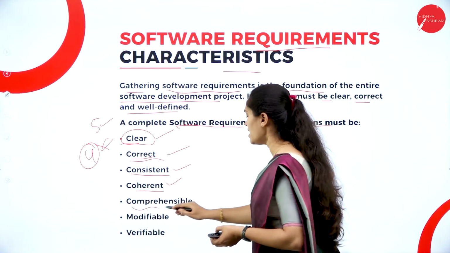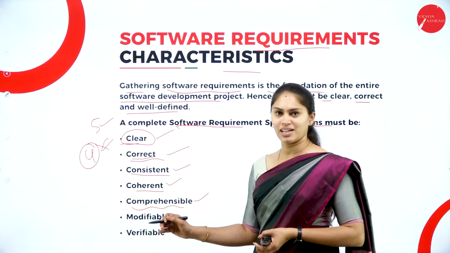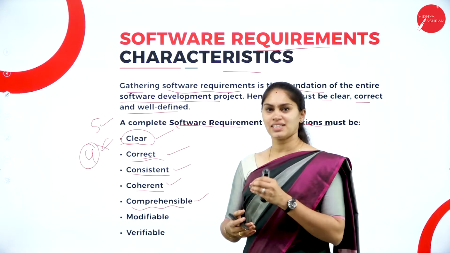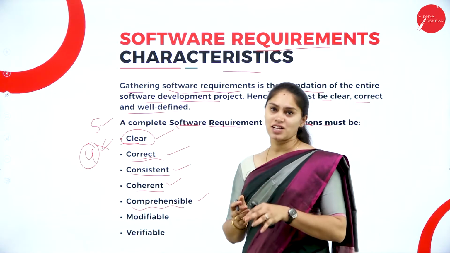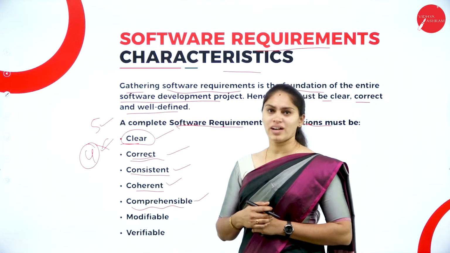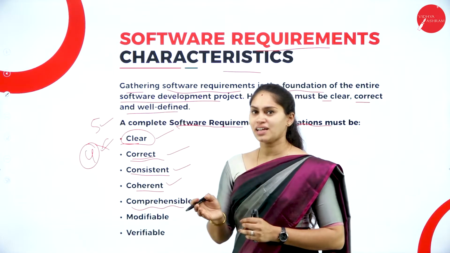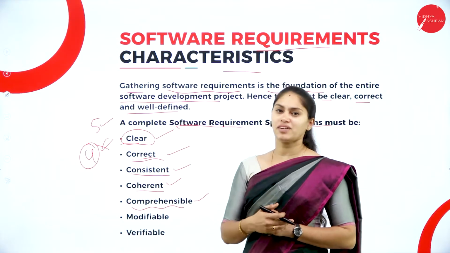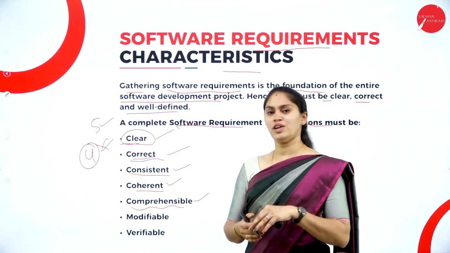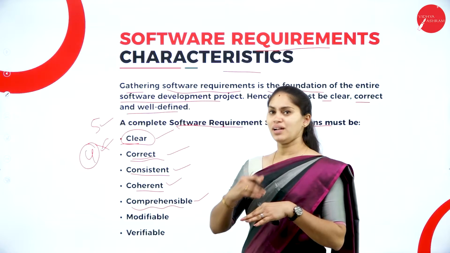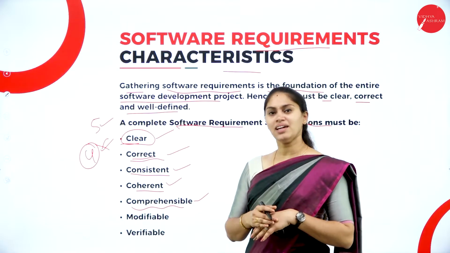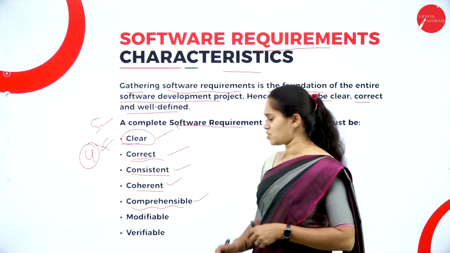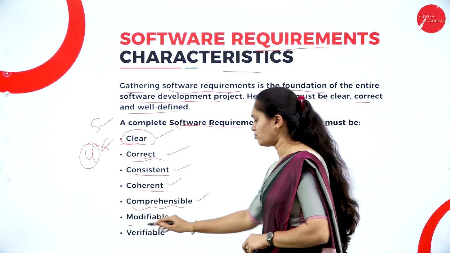And also we have comprehensible. It's also related to quality. For example, the requirement needs to be isolated. If I am giving one requirement, that should not affect the content of another requirement. Even a given requirement should not be affected by another requirement. If I make any changes to a particular requirement, it should not get affected by any other requirement. So it needs to be comprehensible.